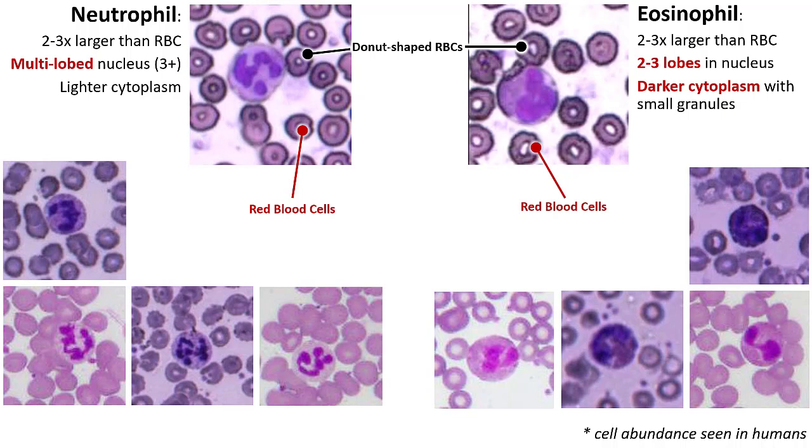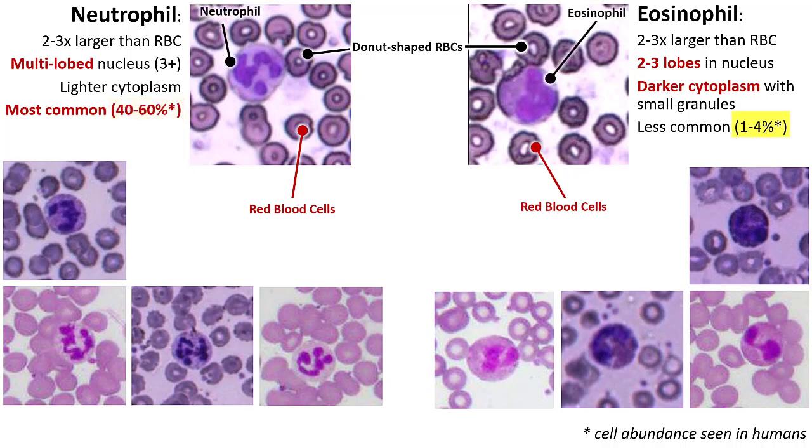One more factor to consider is how common the cells are. In humans, neutrophils make up 40 to 60% of white blood cells, while eosinophils make up only 1 to 4%. These values come from studies using human blood because we don't yet have a standard range for rhesus macaques, but we expect them to be somewhat similar.